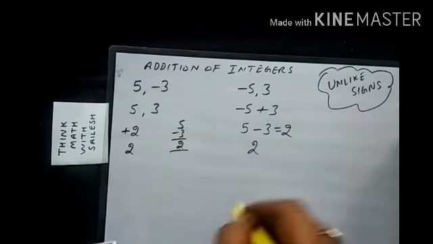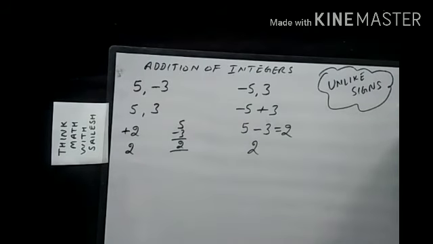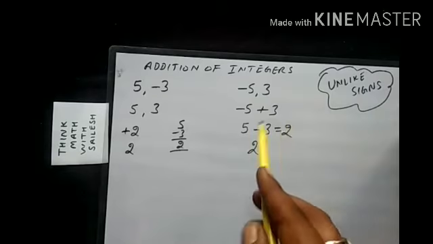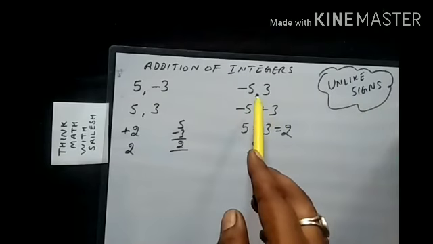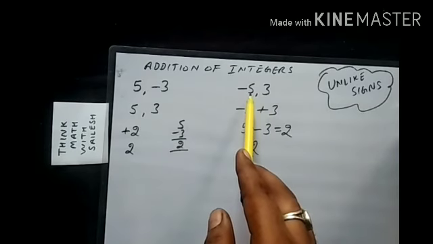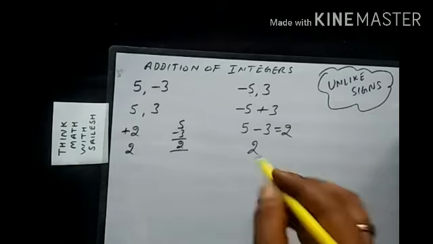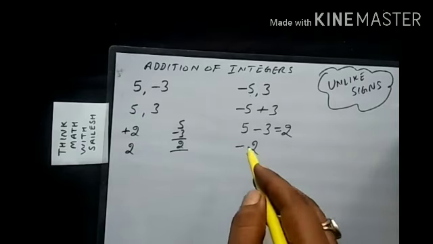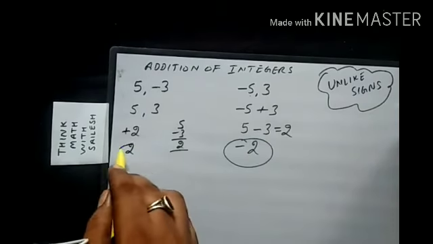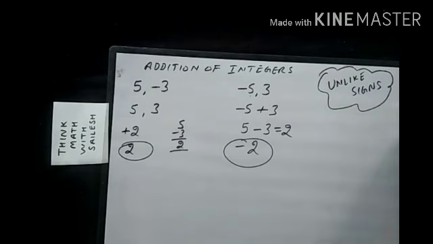I will write 2. Now the question is, what symbol will be there with the answer? Here, whose numerical value is greater? The numerical value of minus 5 is greater. Therefore, I will place the symbol of the greater numerical value. So in this way, we have learned how we will perform the addition of integers which are of unlike sign. It means whose signs are not the same, and whose signs are the same.